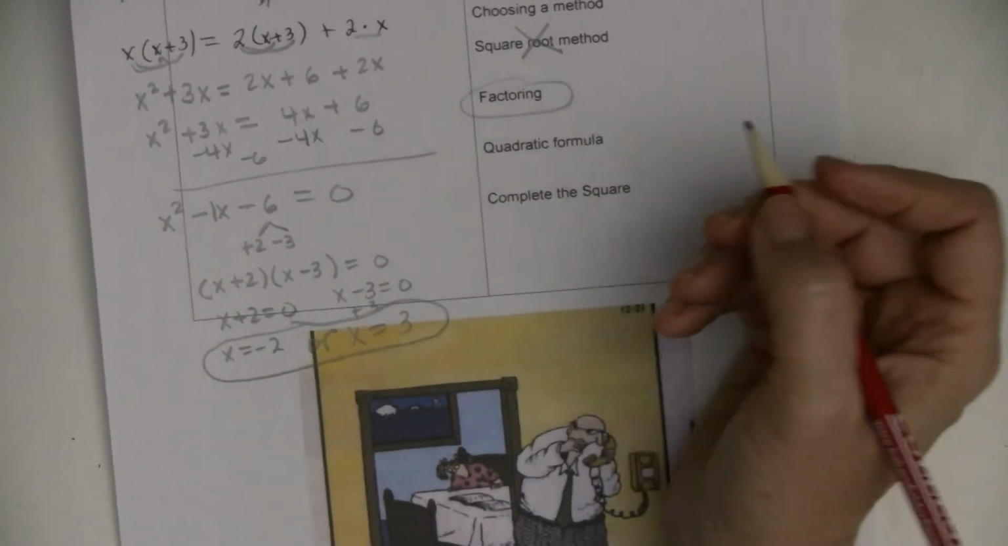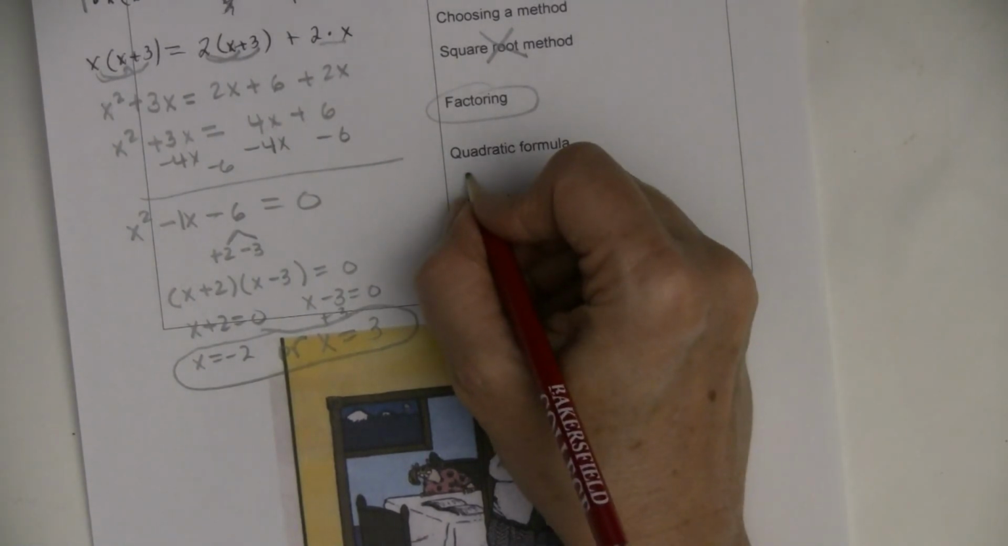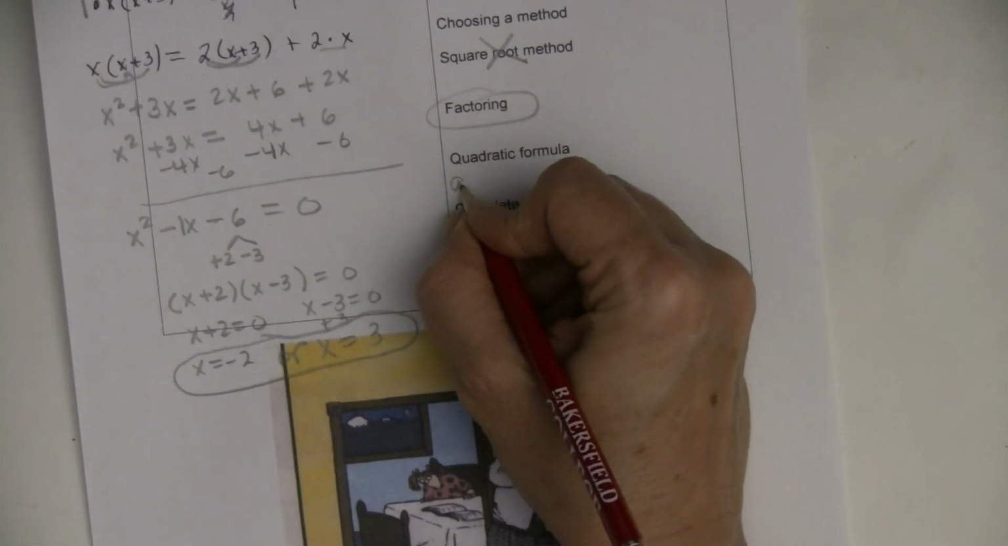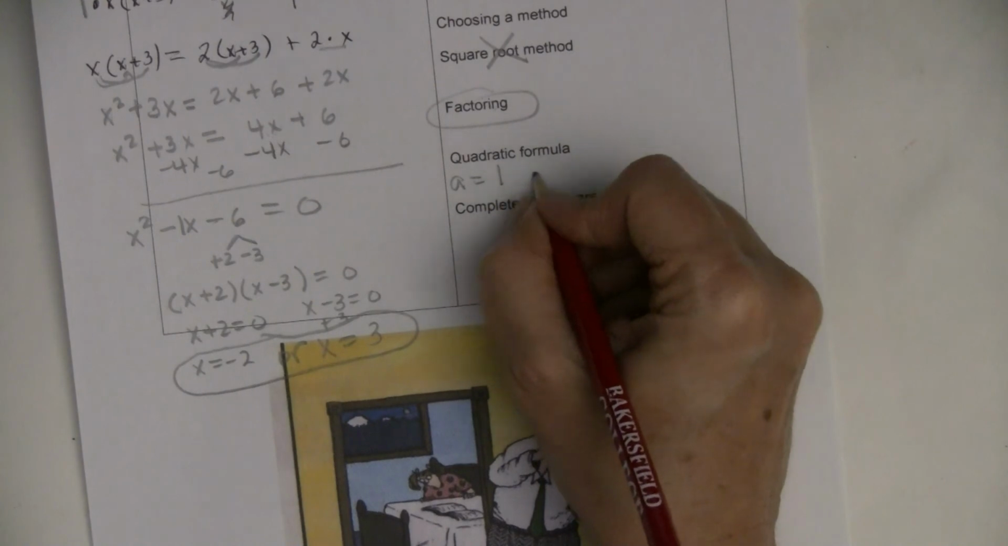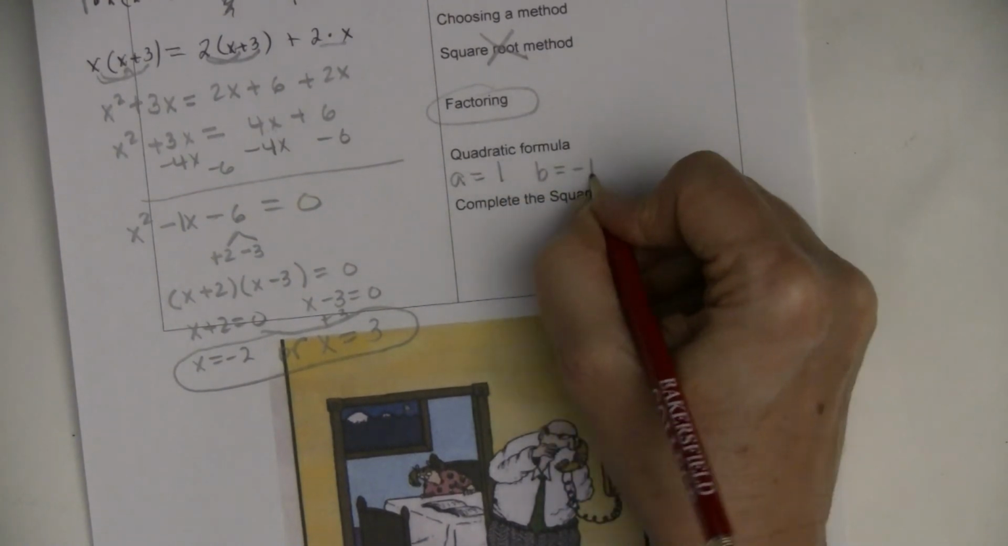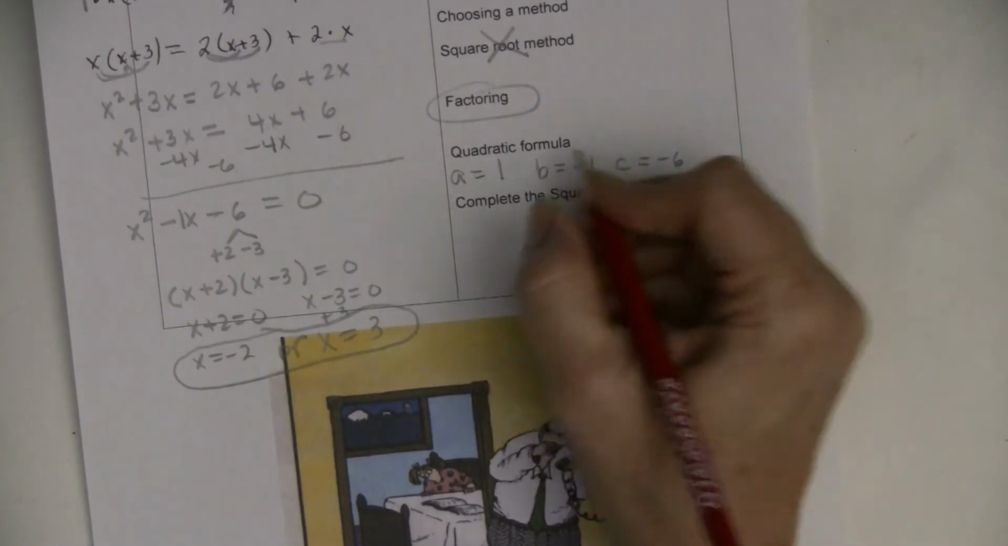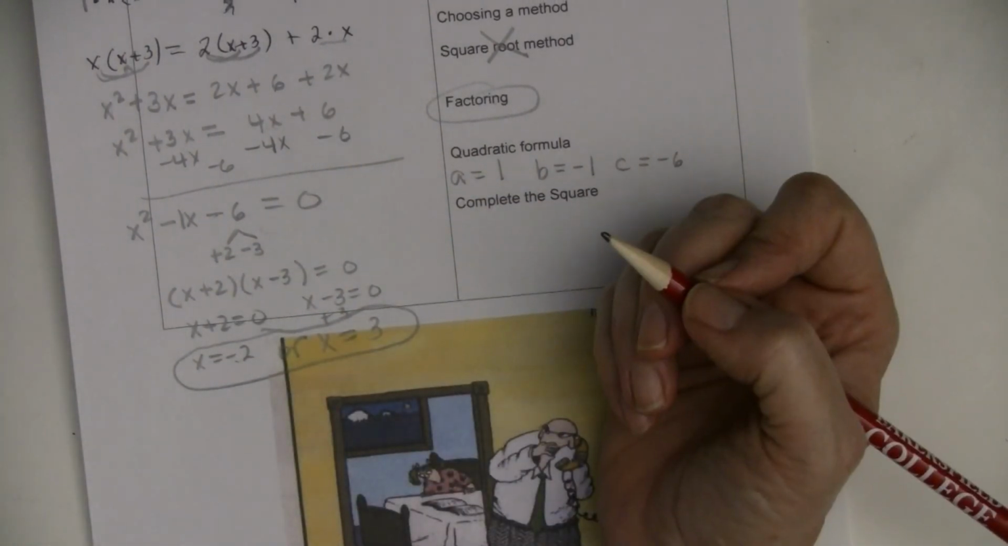And that's what I used, was factoring. If you wanted to use the quadratic formula, a would be 1, b would be negative 1, and c would be negative 6. And you can use the quadratic formula and verify that you get the same two answers.